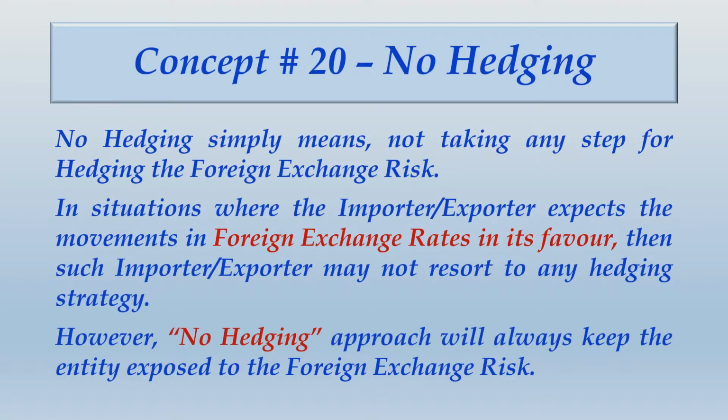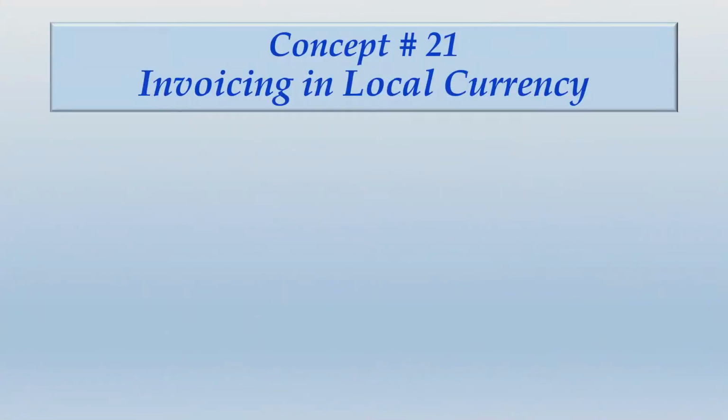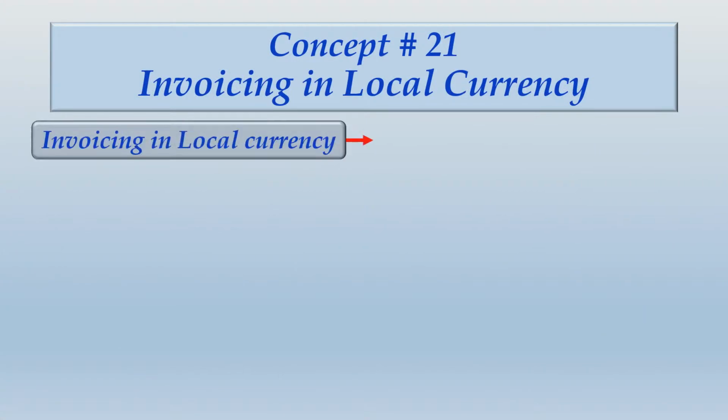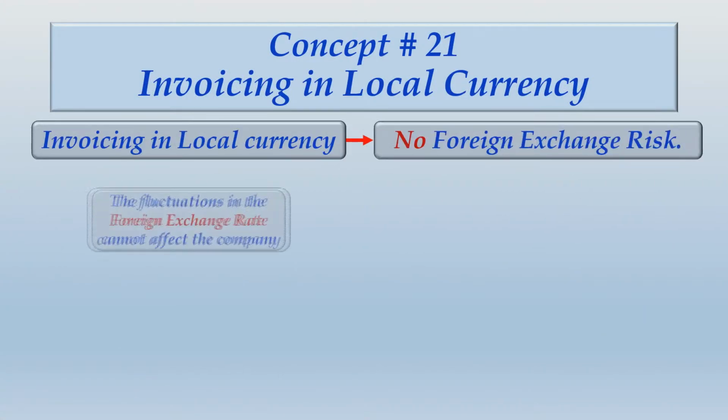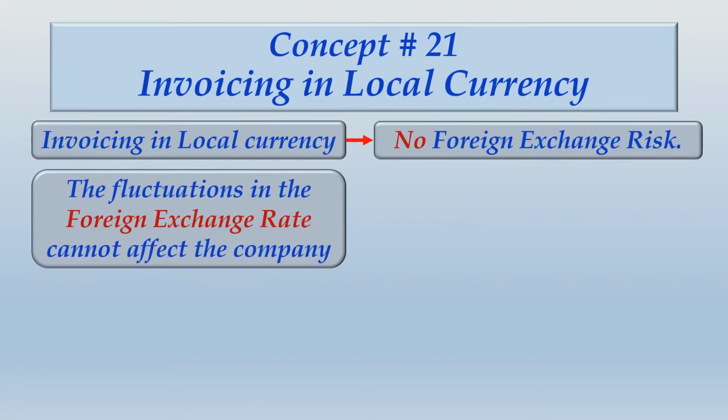All right, time for us to move ahead. Next thing, it is about invoicing in local currency. I explained this to you, giving you the Amazon example. Invoicing in local currency, there will be no foreign exchange risk. The fluctuation in the foreign exchange rate cannot affect the company.